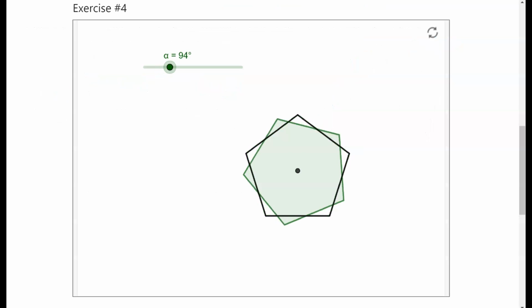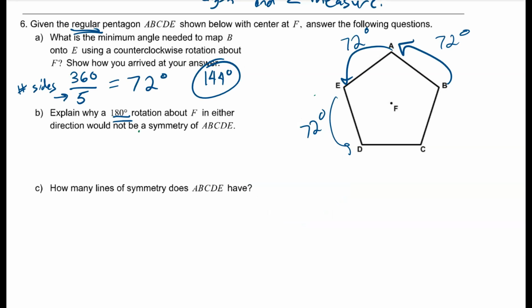If I turn it all the way upside down 180 degrees, notice that the figure doesn't map onto itself. All right, I'll get as close as I can there. But you get the idea. None of my vertices are matching onto the original vertices of my polygon. The whole reason that happens is because 180 is not a multiple of 72. I know that only multiples of 72 are going to map this figure onto itself.